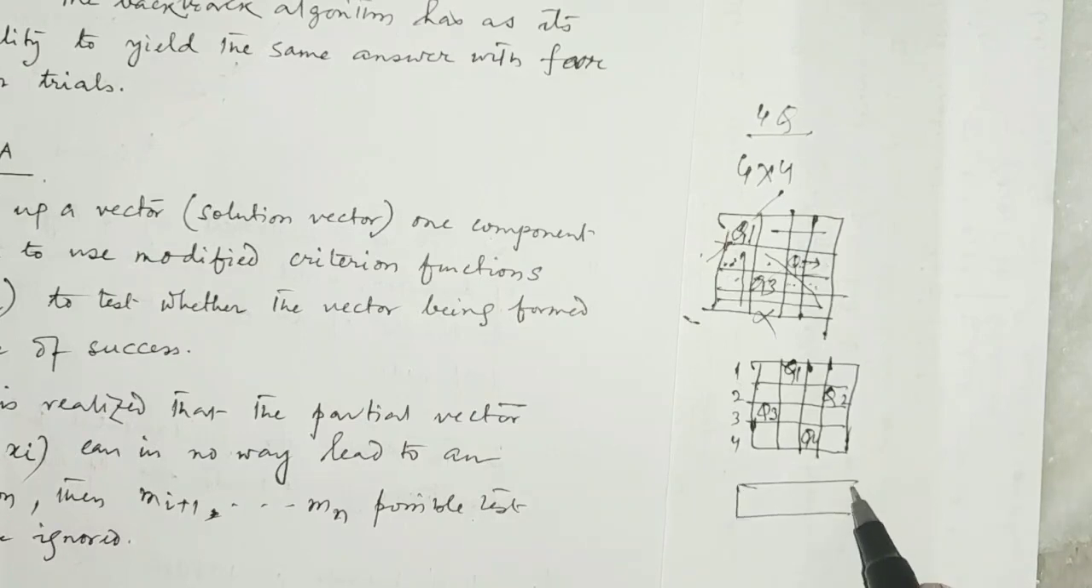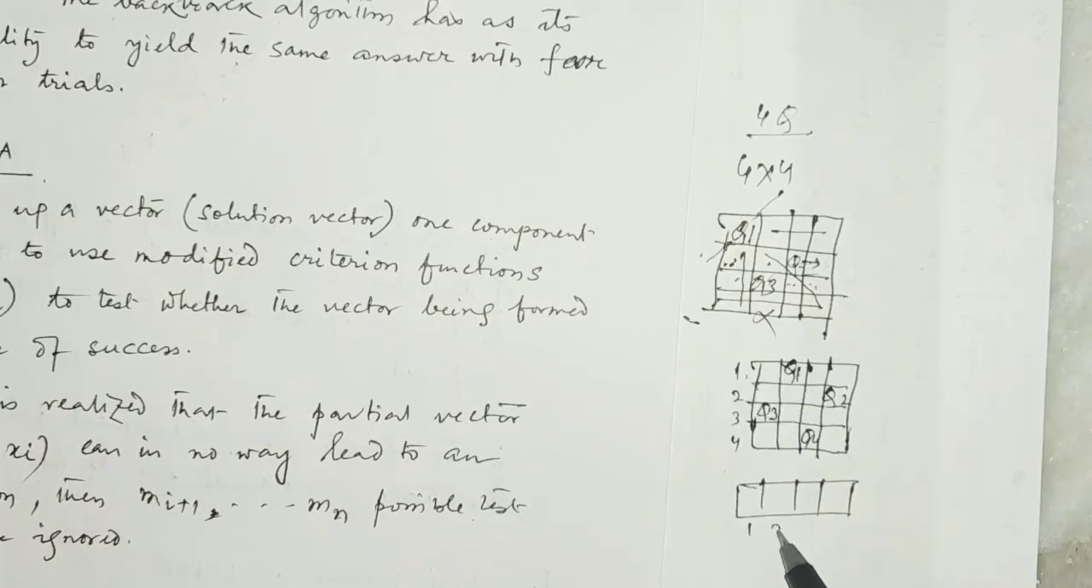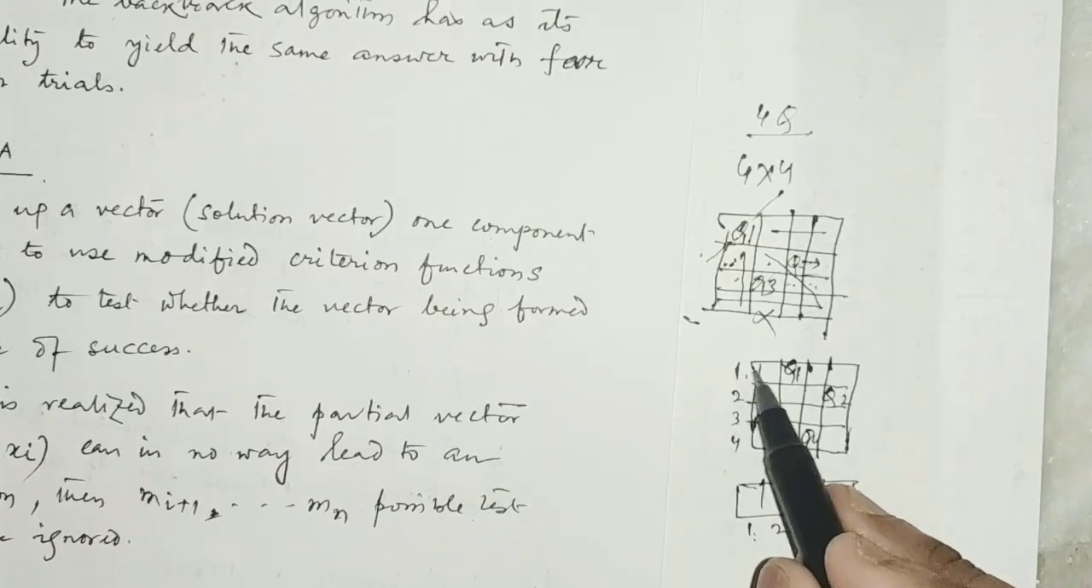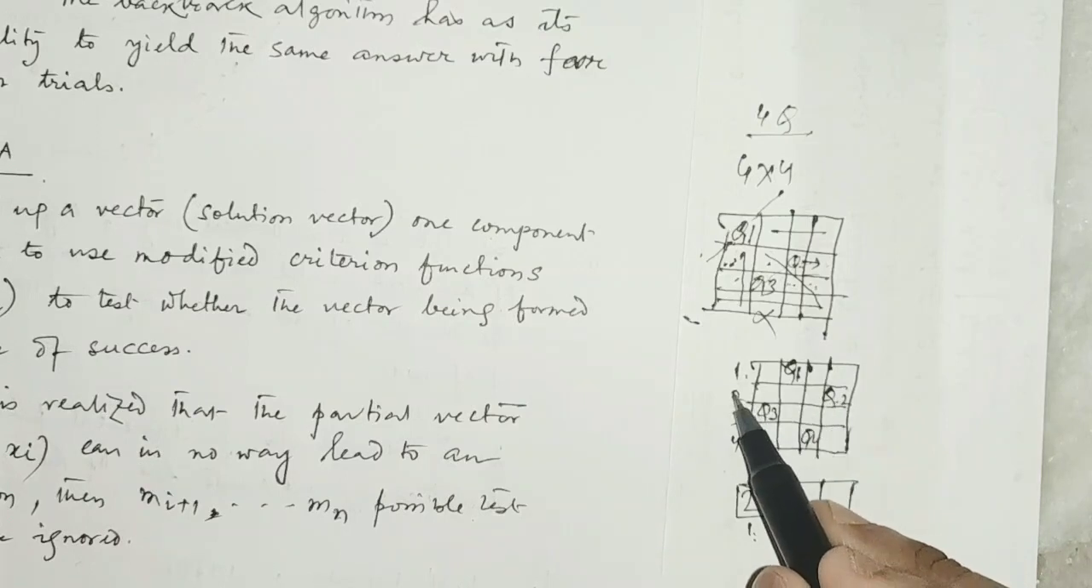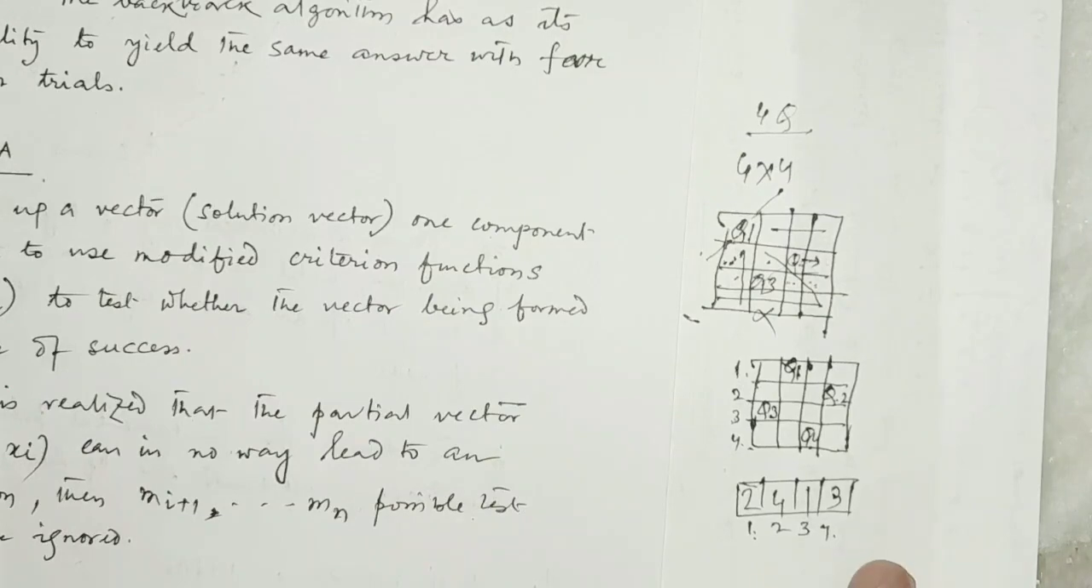And what is the solution? So solution vector means this is like queen 1, that means row 1. So 1, 2, 3, 4. 1 means queen 1 and 1 also means row 1. Queen 1 is placed at column number 2 under row number 1. So it is 2. Queen 2 is placed at column number 4 under row number 2. So it is 4. Queen 3 is placed at column number 1 under row number 3. That is 1. Queen 4 is placed at column number 3 under row number 4. So it is 3. So it is a solution. It is one of the solution vectors for this problem.